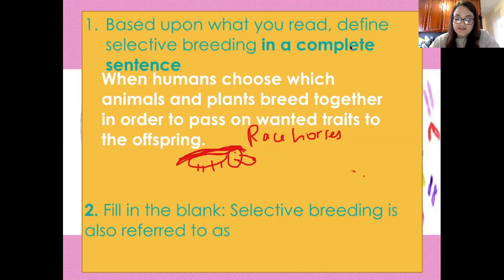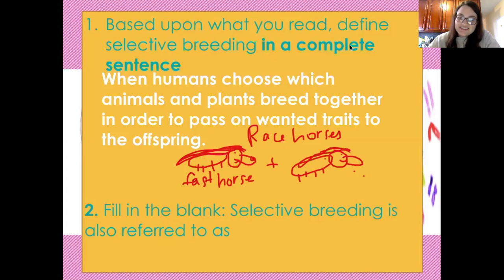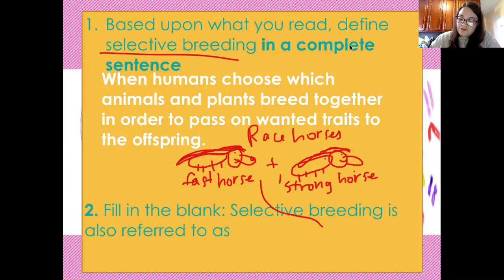So let's say that this horse is really fast. So this is a fast horse. And scientists decide to mate it with another horse. All right, there's my other horse. And let's say this is a really strong horse. Well, if we decide to selectively breed these horses, when we combine them together, they're going to result in a new horse. Let's make him blue.